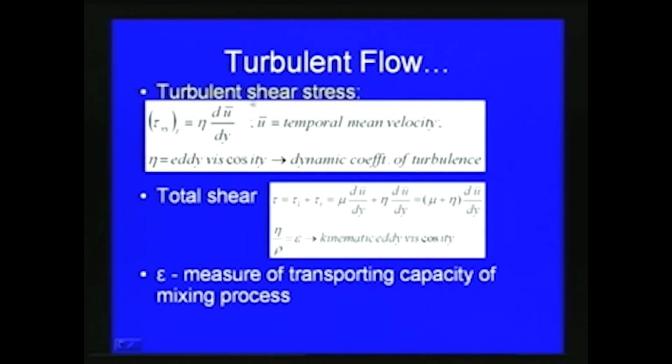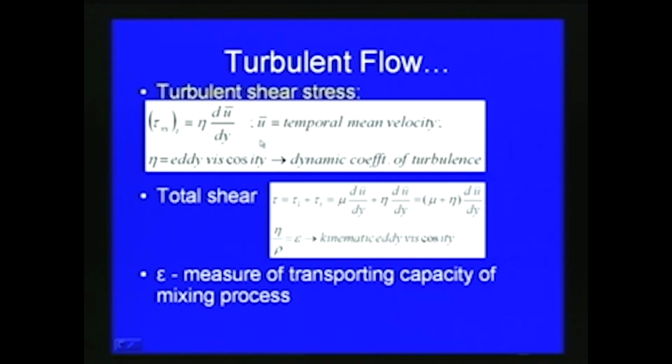So, now another important parameter is turbulent shear stress. We can express the turbulent shear stress as tau x y with respect to t, equal to eta du bar by dy, where u bar is the temporal mean velocity. We have already seen what the temporal mean velocity is, that is, with respect to a long time, how the velocity varies, and the mean velocity. So, the turbulent shear stress we can express as eta into du bar by dy, where eta is called the eddy viscosity or dynamic coefficient of turbulence.